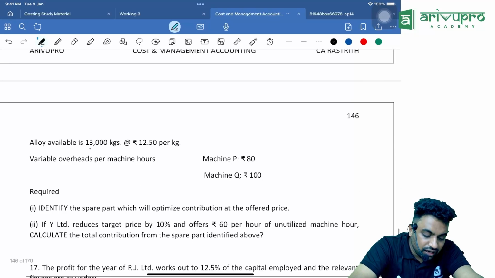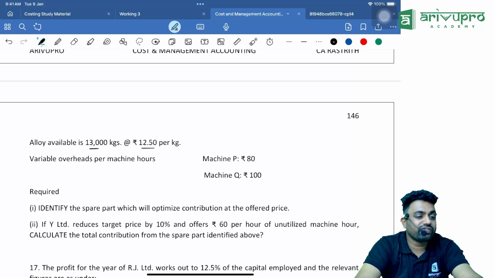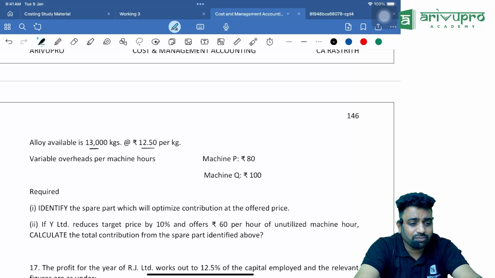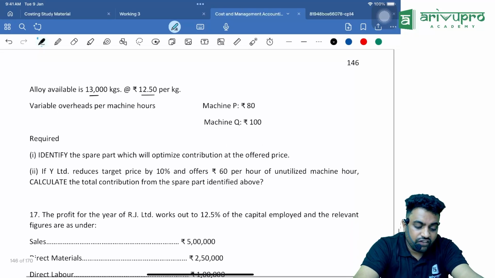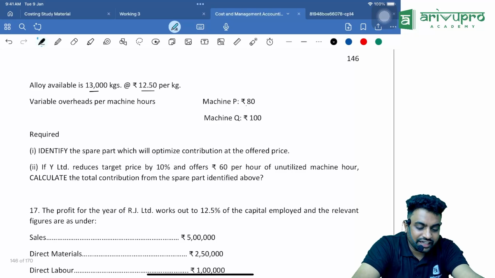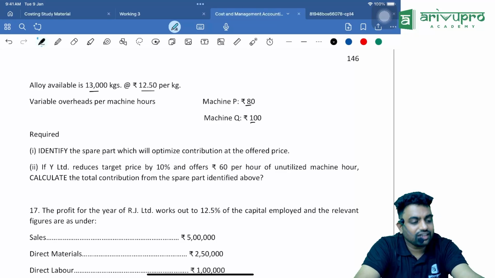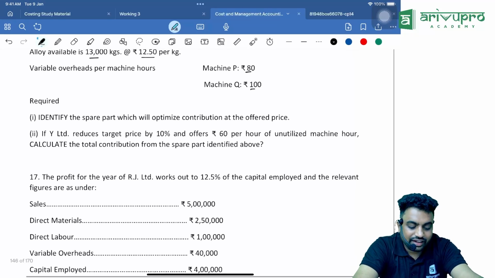Alloy available 13,000 kg, 12.5. Which means if they give the available quantities, then most of the time both of them are limiting. That we are going to check anyhow. Okay. Variable overhead per machine hour is 80 and 100. Required.